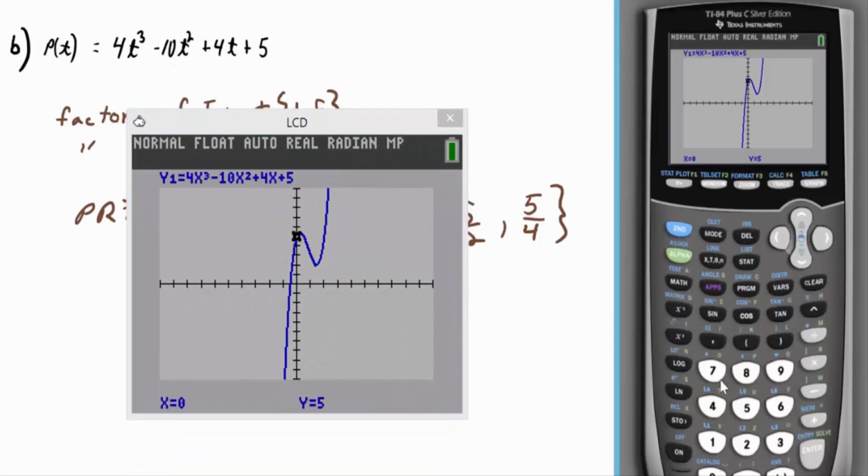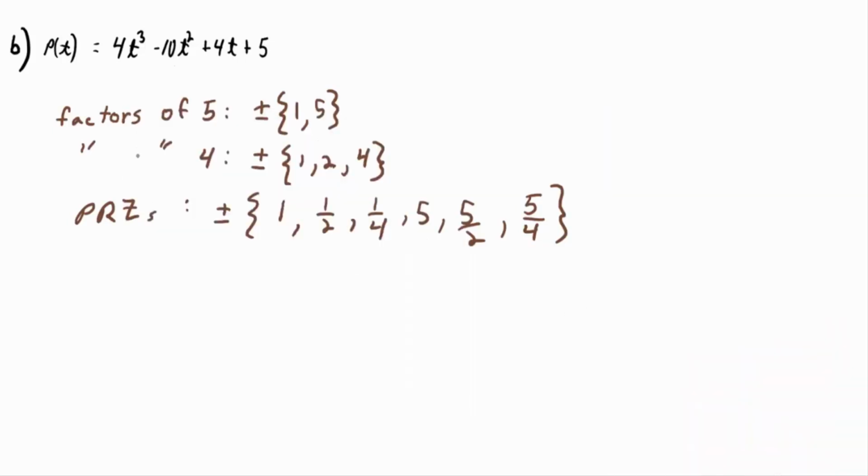Let's see. I'm going to use the calculator to see if that's right. Negative 0.5, 0. Okay, that's going to be right. But that's only one of them. How many do we expect to have? 3, because the degree of P of t is 3.